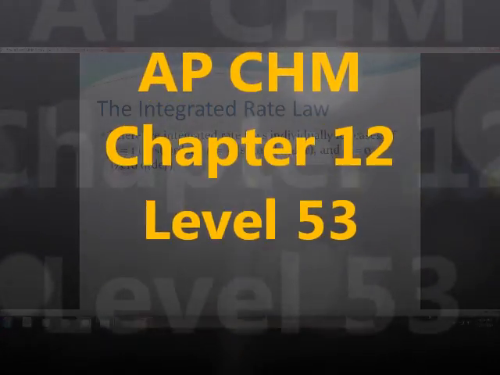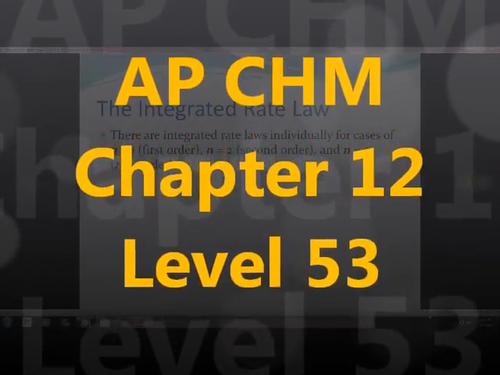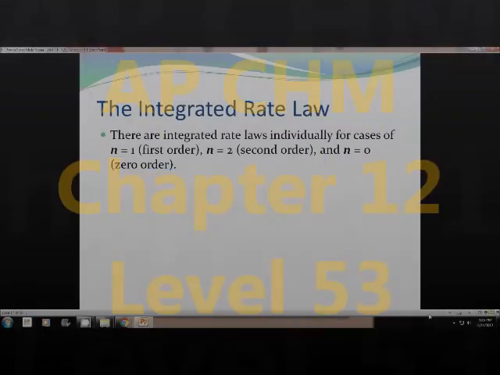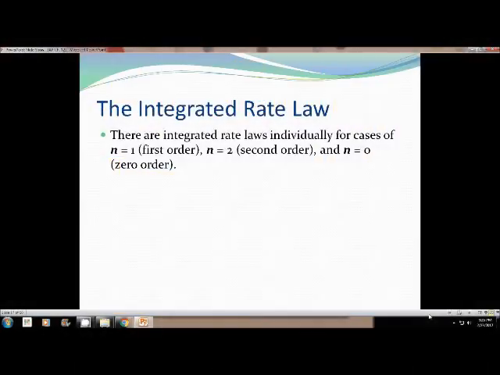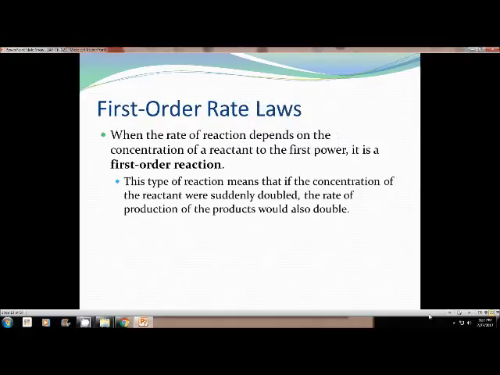Last time we were talking about rate laws, and we learned that there are three different kinds: the first order, the second order, and the zeroth order. And those are determined by the exponents on the reactants. Well, now we're going to have what's called an integrated rate law, where it changes and makes a new equation to help us see things in a linear fashion.